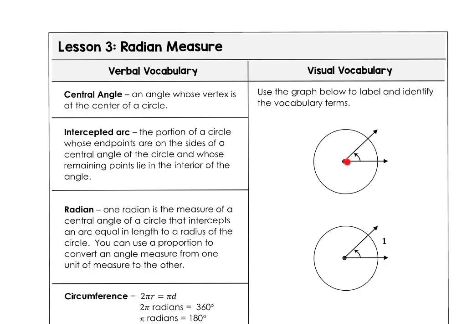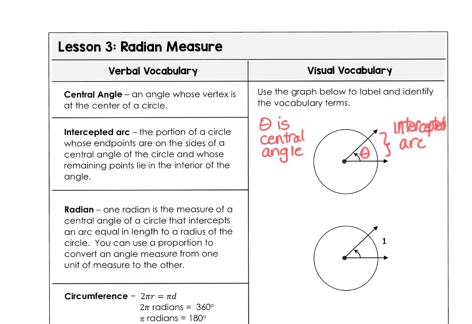So our central angle is any angle whose vertex is at the center of a circle. And the intercepted arc is the portion of the circle whose endpoints are sitting on the sides of that central angle. So the endpoint here and then the endpoint here. So this section would be our intercepted arc. So let's identify those on our image. And you can see we have done just that.